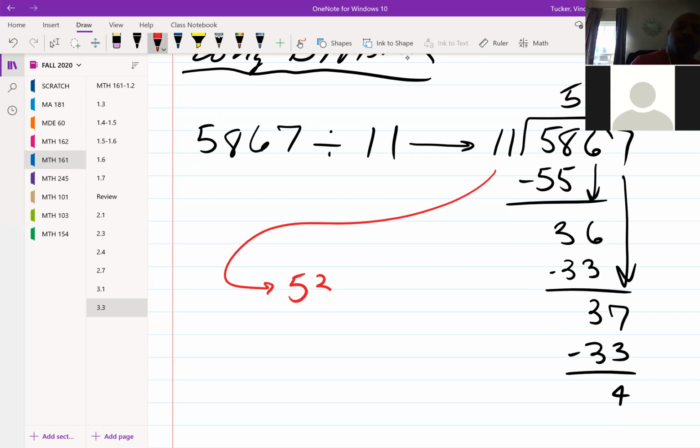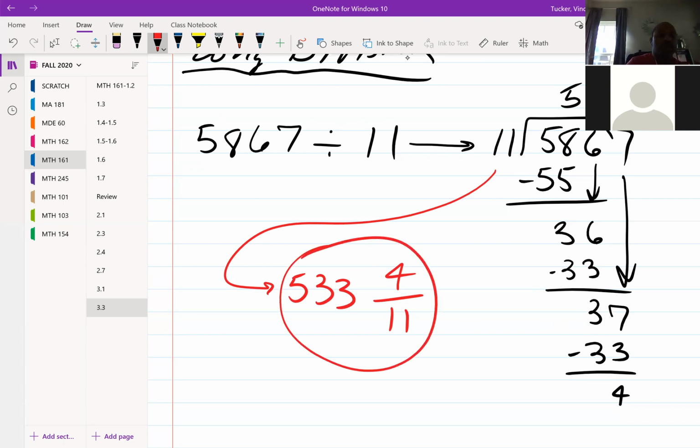It's going to be 533. And then put that 4 over 11. Whatever we were dividing by, that's going to be that bottom number. And that is the long division process. So we're going to implement that same long division process into our polynomials, dividing our polynomials. All right, questions on that before we try it?